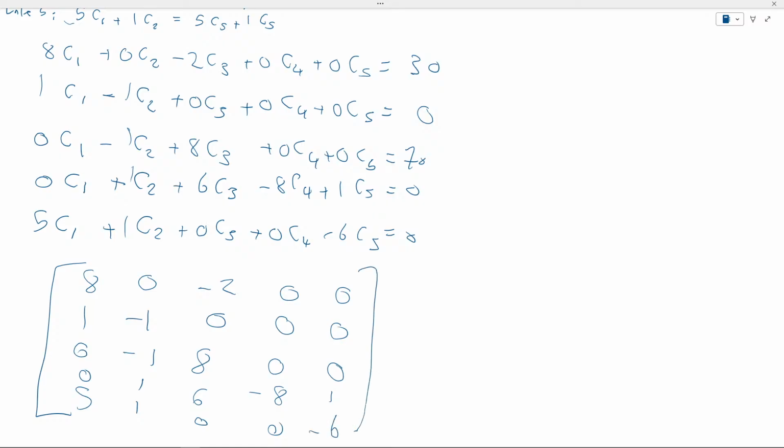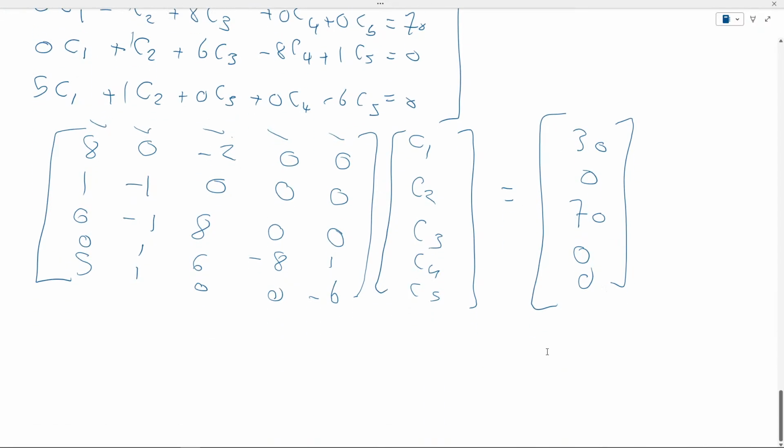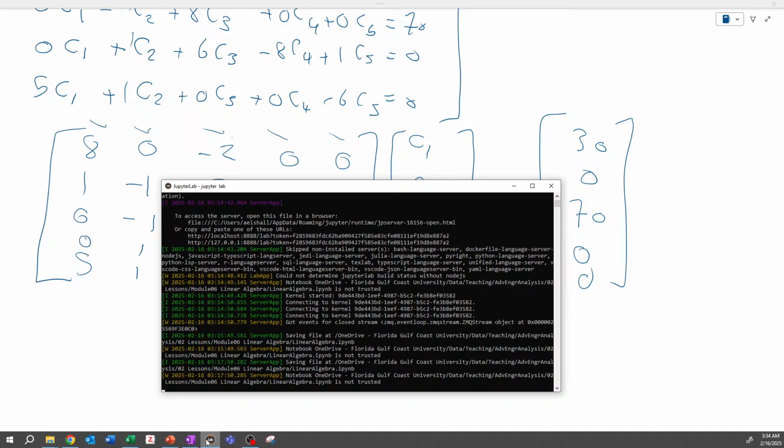Yeah? And that is what? So this is C1, C2, C3, C4, and C5. And that's equal to my right-hand side, like these here. So that's 30, that is 0, that is 70, that is 0, that is 0. So now I have something that looks like this. And you can do this with Excel or MATLAB or whatever. So let's do it with Python, for example.